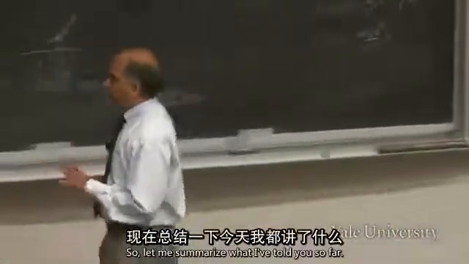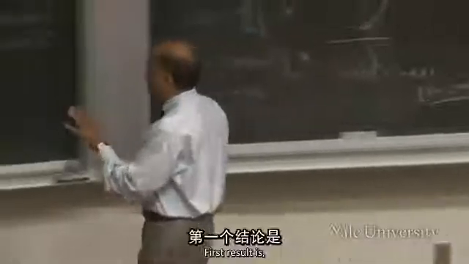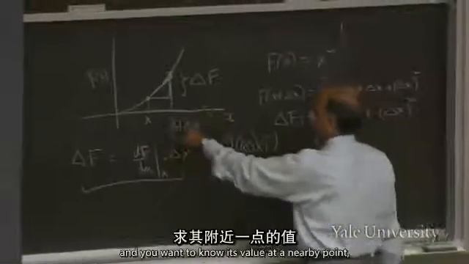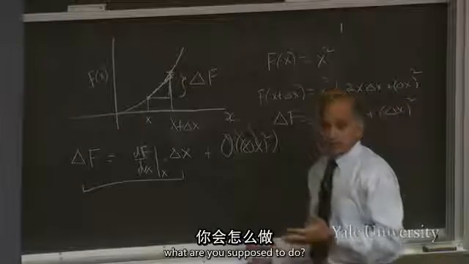So let me summarize what I've told you so far. First result is, if a function is known at a certain point, and you want to know its value at a nearby point, what are you supposed to do?